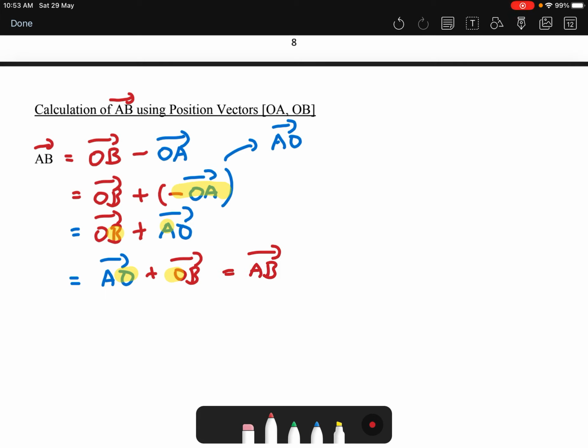Okay, so this is how you add up two position vectors. When you're adding up two position vectors, you always use the final letter minus away the initial letter, so that you can get the vector that you are interested in.